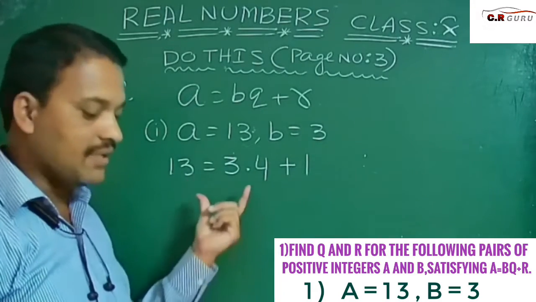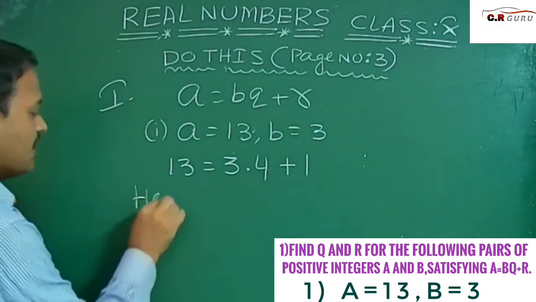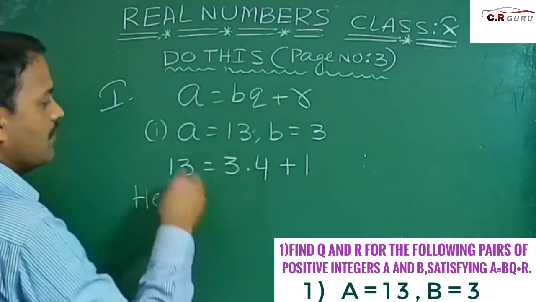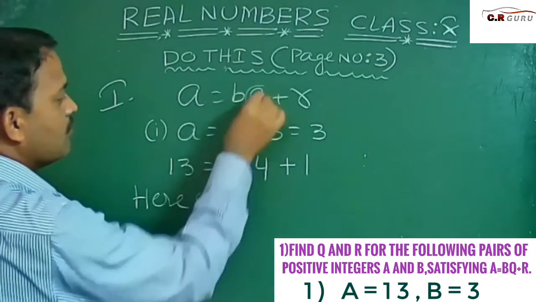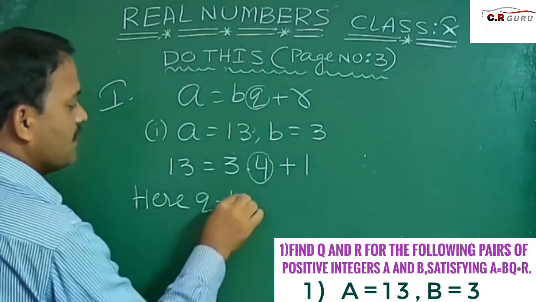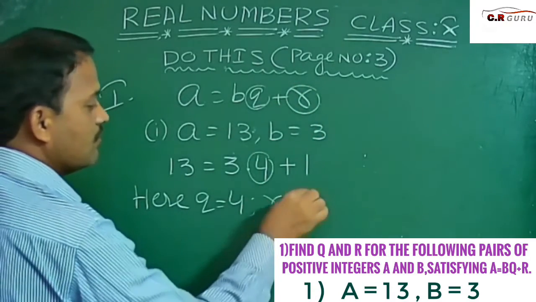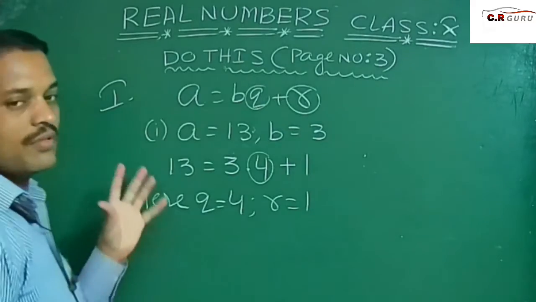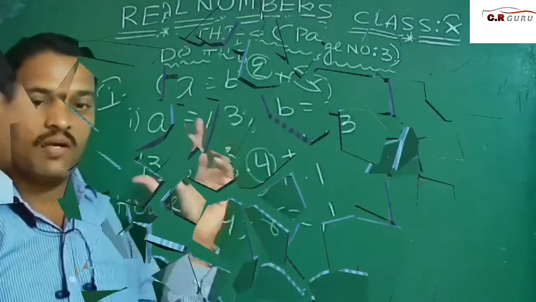So based on this formula, they ask what is q? Q is 4. And what is r? r is equal to 1. So this is about the first sum in Do This. Next, in the first Roman numeral, what is the second sum?